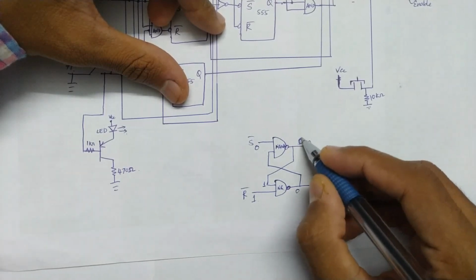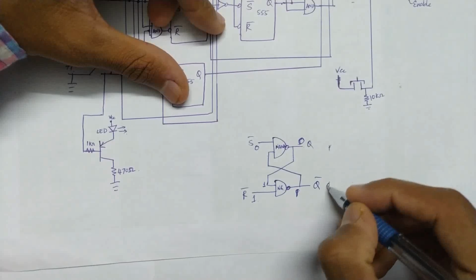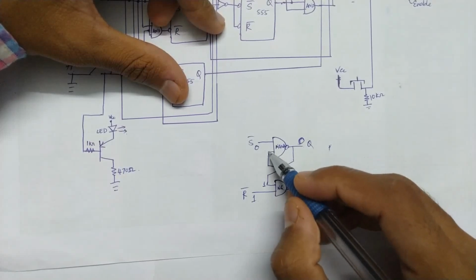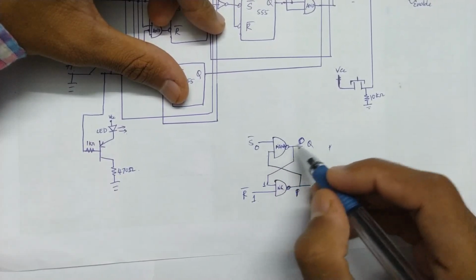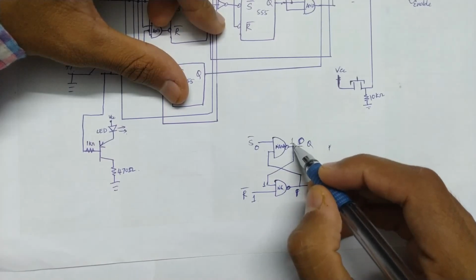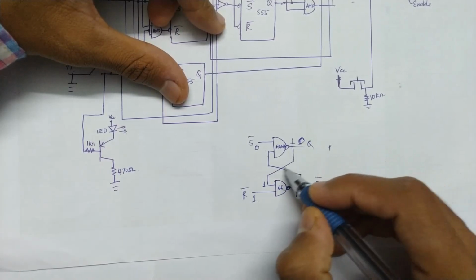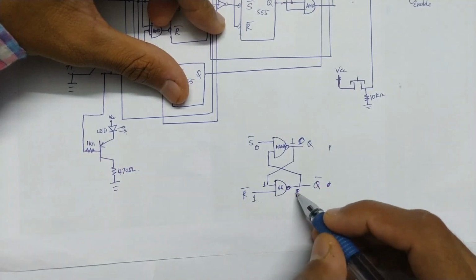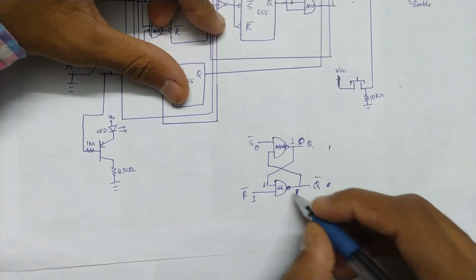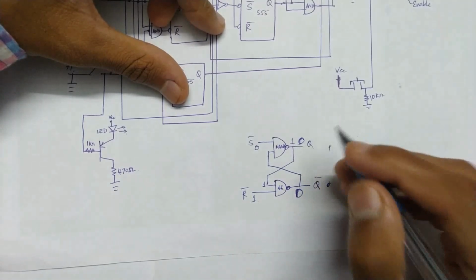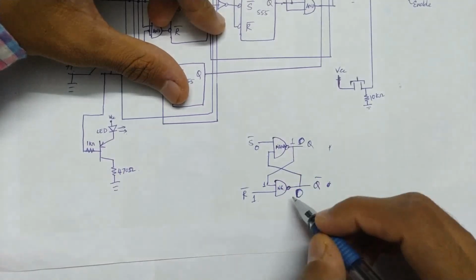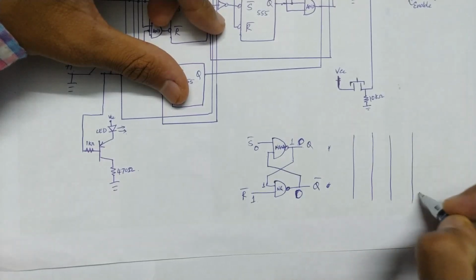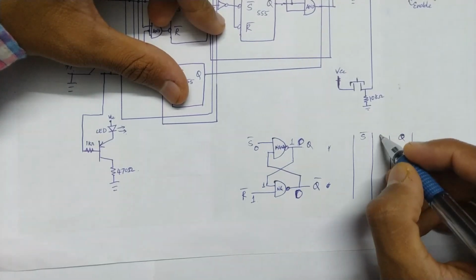If I assume the present output was 0 1, what will happen to the next output? This 0, regardless of the other input, will just make this 1, and this one will appear over here, and this one and this one will make the output 0. So no matter what the present state is, the output will be 1 0 if I give 0 and 1 as the input. I can draw a small function table to more clearly specify what is happening.